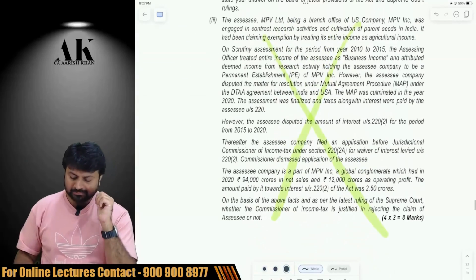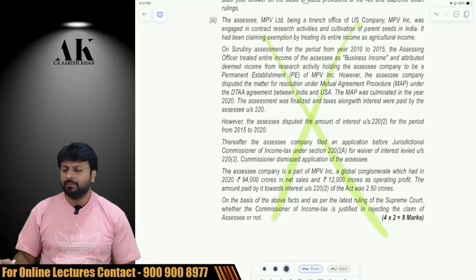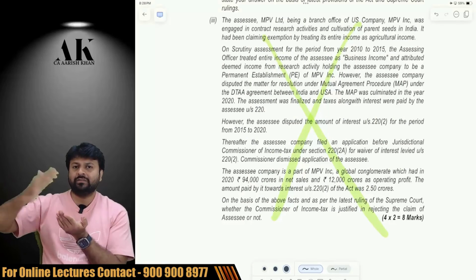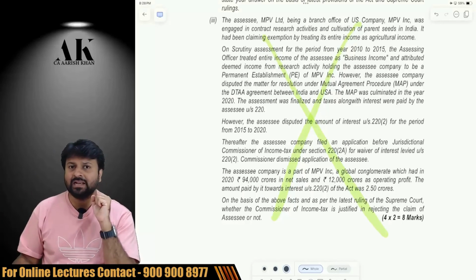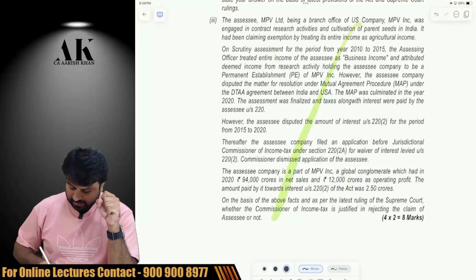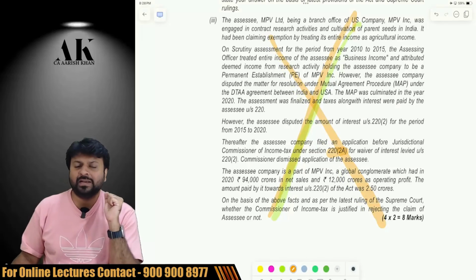Next, last but not least, there was an assessee on whom there were some MAP proceedings pending. What is MAP proceeding? MAP is a mutual agreement procedure which is pending at international level between 2 countries. Now, because the MAP proceeding is pending, the assessee is saying that the department should waive my interest under section 220A. Is it justified to waive the interest under 220A just because a MAP proceeding is pending at international level?